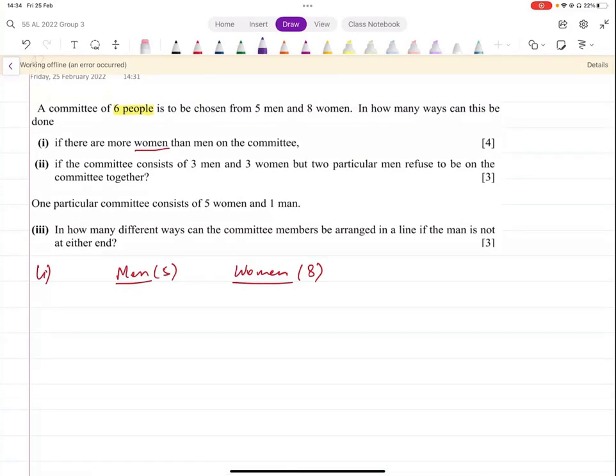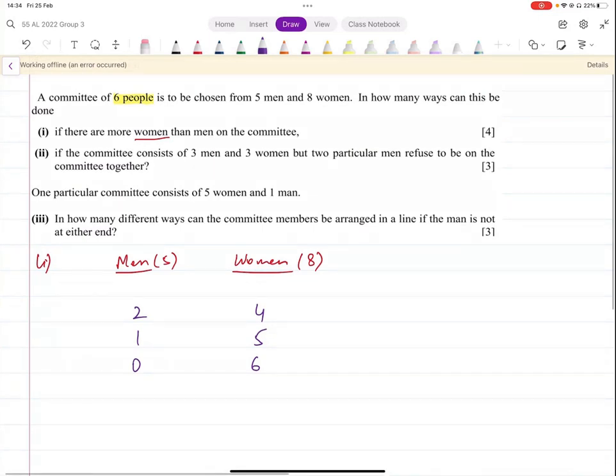Okay, so we can think of it like this. The total is six, and women must be more. So that means there have to be at least four women. Because if there are three women, there will be three men, and then they are equal. Women must be more than the number of men. So you can have two men and four women. That's one possibility. Or you can have five women and one man. And you can have six women and zero men. These are the three possibilities that you have. These three cases can be made.